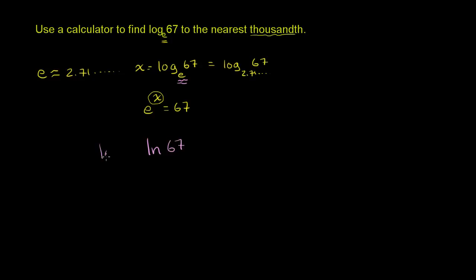So this is the same thing as log base e of 67. This is saying the exact same thing. To what power do I have to raise e to get 67? When you see this ln, it literally means log base e. Now, they let us use a calculator, and that's good because I don't know off the top of my head what power I have to raise 2.71, and so on and so forth, to, to get to 67. So we'll get our calculator out.